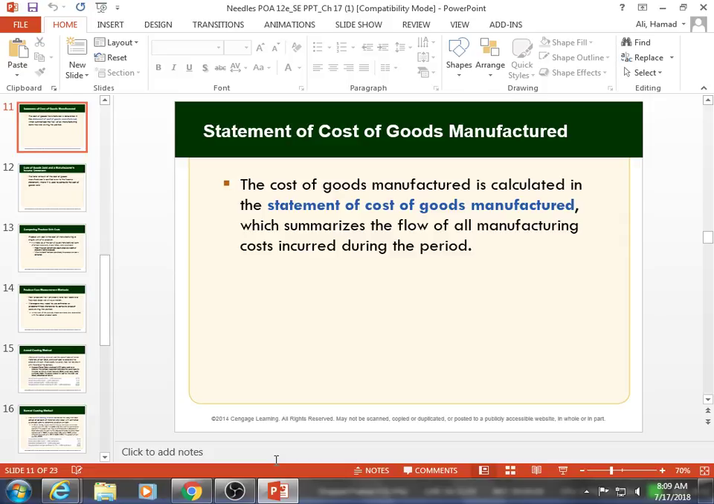Now, in a retailing business, we did cost of goods sold. The same thing for a manufacturing business, except that you have cost of goods manufactured. Manufacturing businesses have cost of goods sold also, so they have cost of goods manufactured and cost of goods sold. In order to do cost of goods sold for a manufacturing business, you have to do cost of goods manufactured first. Okay?